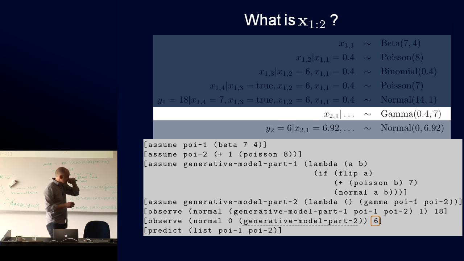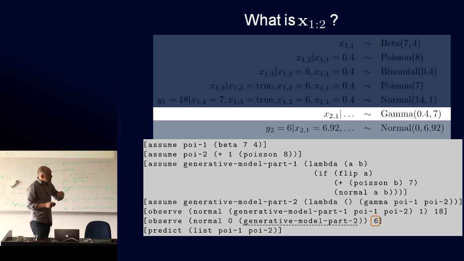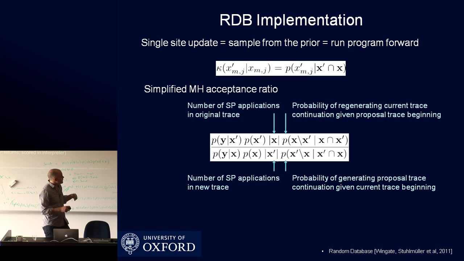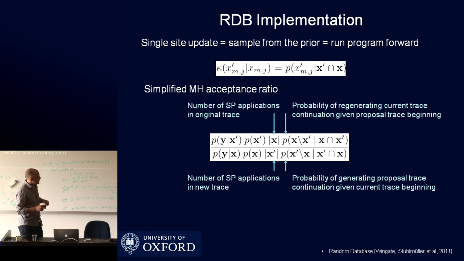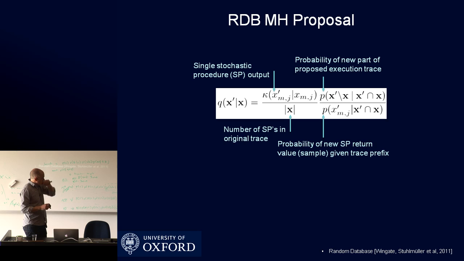And now we can explore via Markov chain Monte Carlo, but via Metropolis-Hastings, the space of probabilistic program execution traces. And this is exactly what first came out in the paper Lightweight Implementations of Probabilistic Programming Languages via Transformational Compilation. And I call it Random Database.